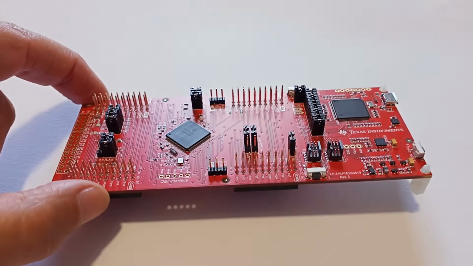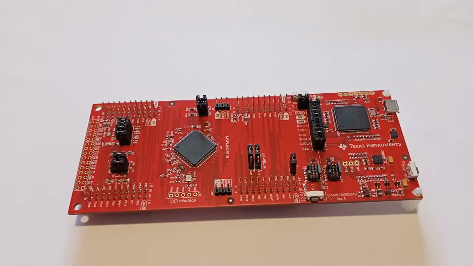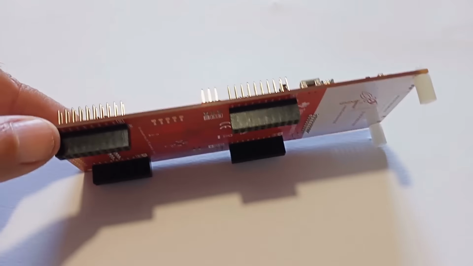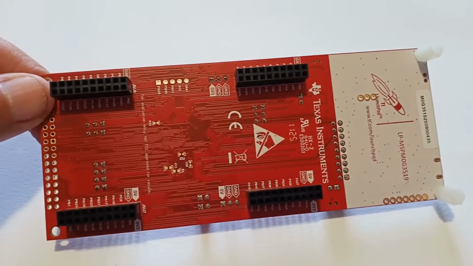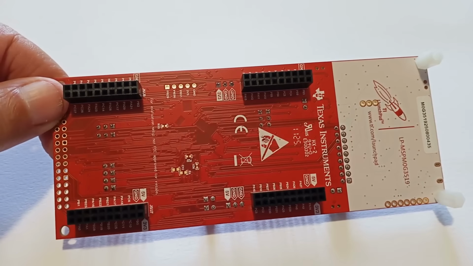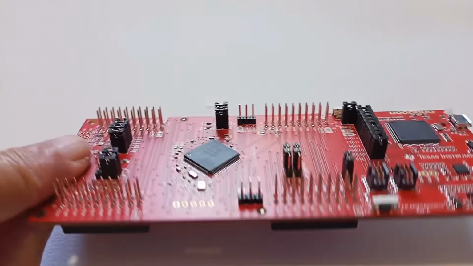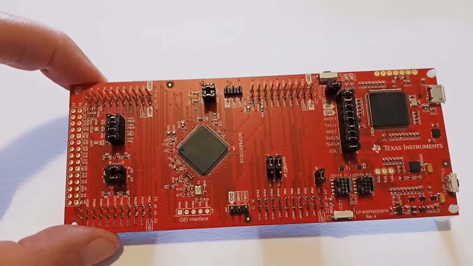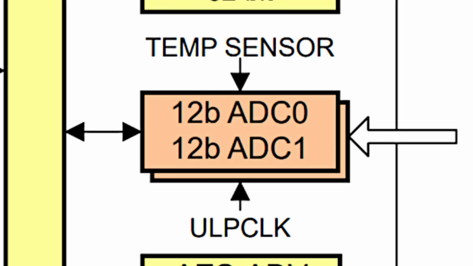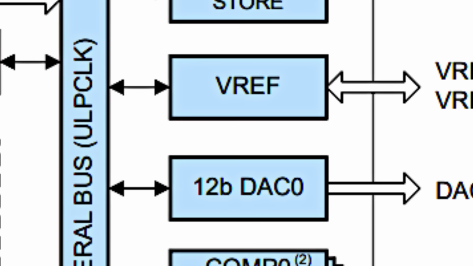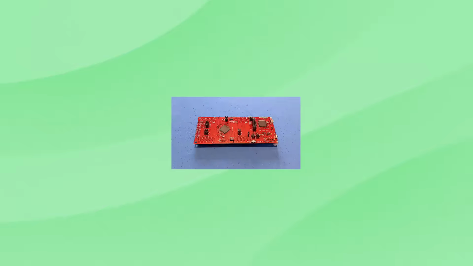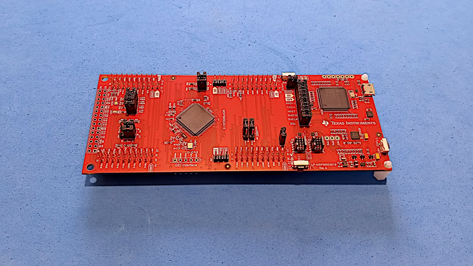The easiest way to get started with the MSPM0G3519 is by using the LP-MSPM0G3519 LaunchPad shown in the video. It features 512 kilobytes of dual bank flash, 128 kilobytes of SRAM and 16 kilobytes of data flash memory. The device also includes internal analog components such as 2 ADCs, a voltage reference, a buffered 12-bit DAC, and 3 comparators with an 8-bit reference DAC.